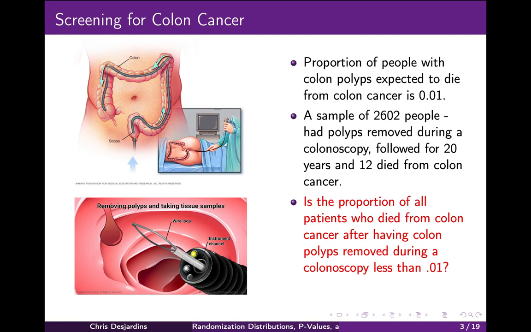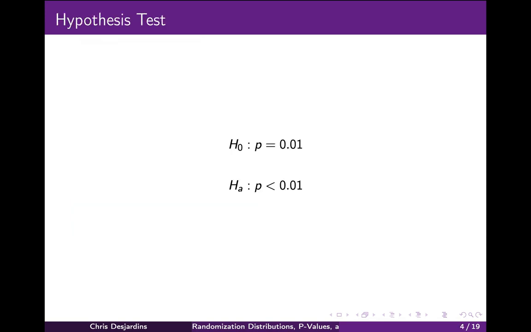In this study, a sample of 2,602 people who had polyps removed during a colonoscopy were followed for 20 years, and 12 of them died from colon cancer. We want to test whether the proportion of all patients who died from colon cancer after having colon polyps removed in a colonoscopy is less than 0.01.